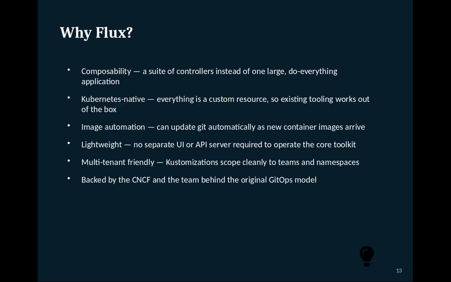Why Flux? Composability: a suite of controllers instead of one large do-everything application. Kubernetes native: everything is a custom resource, so existing tooling works out of the box. Image automation can update Git automatically as new container images arrive. Lightweight: no separate UI or API server required to operate the core toolkit. Multi-tenant friendly: Kustomizations scope cleanly to teams and namespaces. Backed by the CNCF and the team behind the original GitOps model.